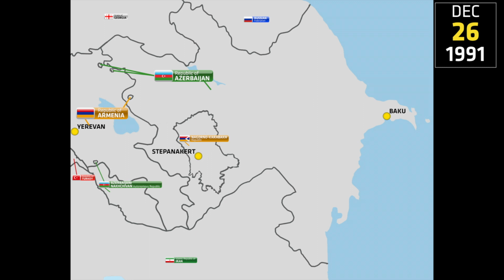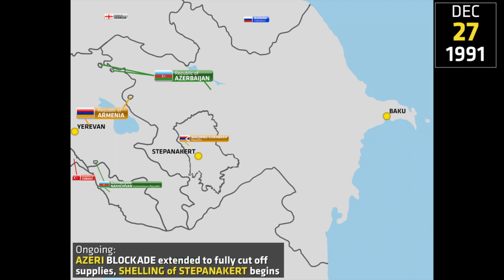Because the former autonomous republic was a complete enclave of Azerbaijan, the independent Nagorno-Karabakh was now suddenly surrounded by 100% enemy territory as Azerbaijan launched a blockade to fully cut off supplies in what it viewed as its rightful territory, which is technically recognized by Armenia as Azeri territory. Nevertheless, Azerbaijan began shelling Stepanakert, and the first civilian casualties of what would become a 2.5-year war began.